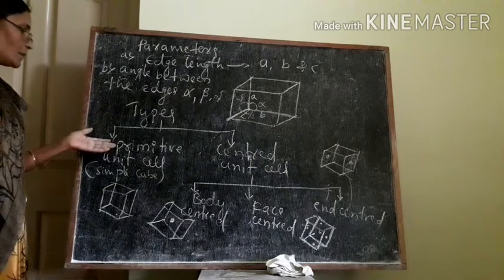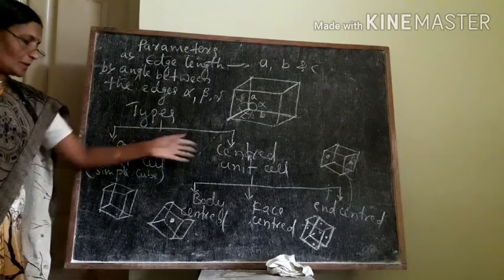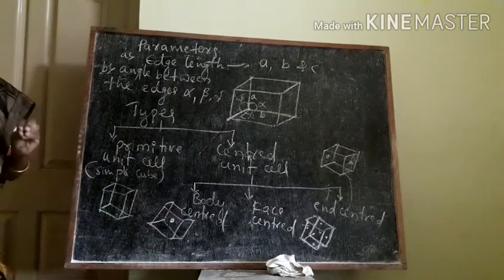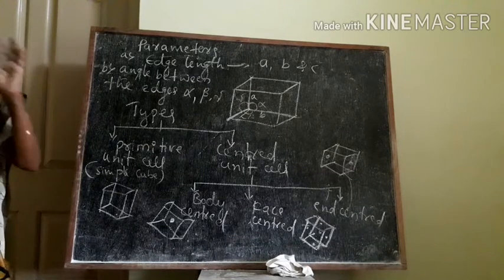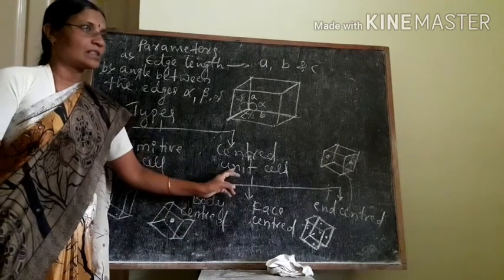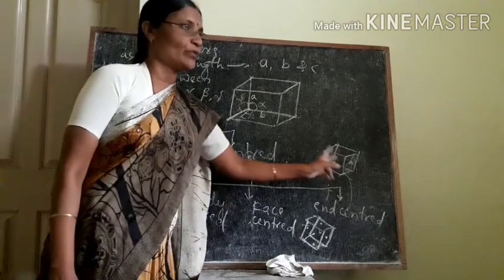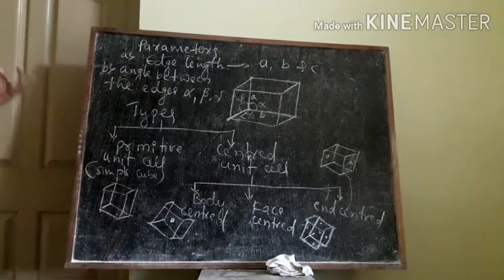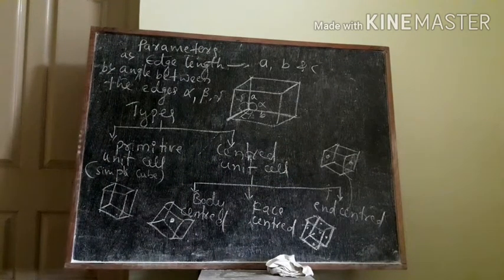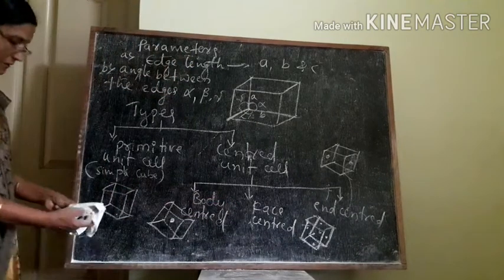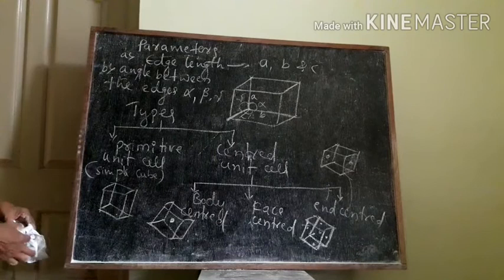The main types are primitive and centered. Primitive is a simple cube. Centered means in that simple cube you arrange the constituent particles at the body, known as body center; at the faces, known as face centers; and at the ends of two opposite faces, known as end centers. Okay. So such classes of unit cells we have discussed. You have to just observe the simple diagrams.